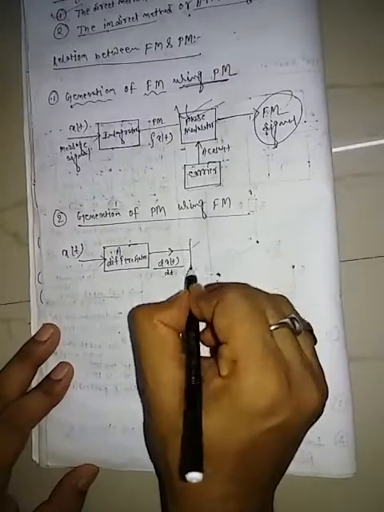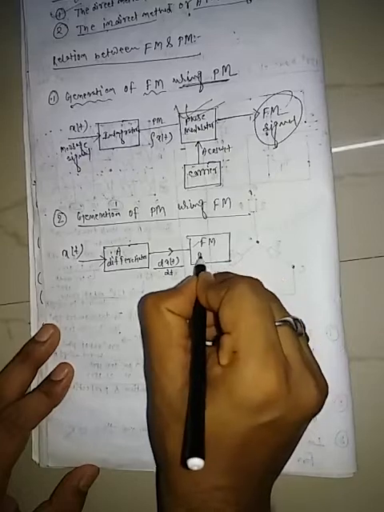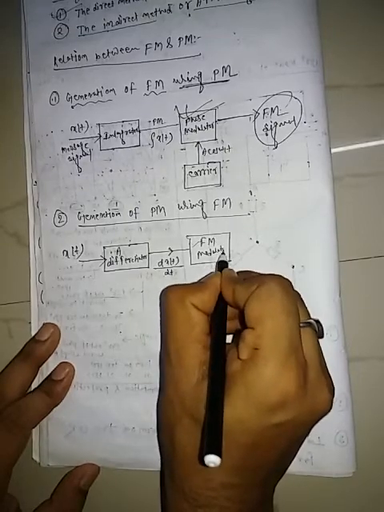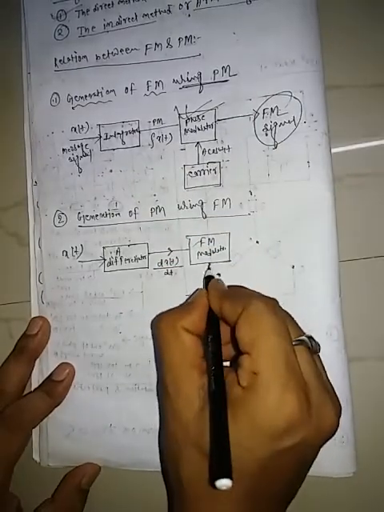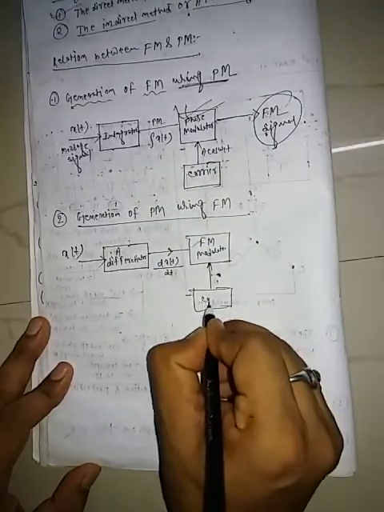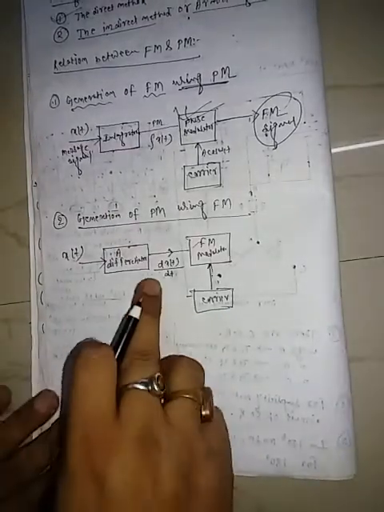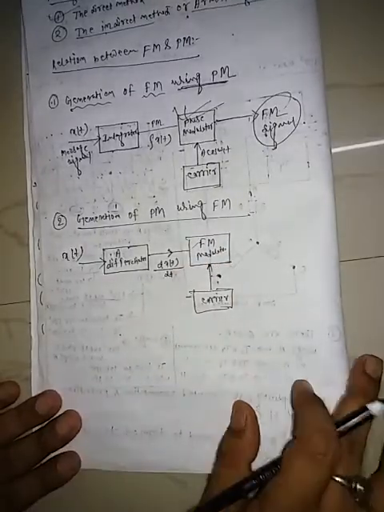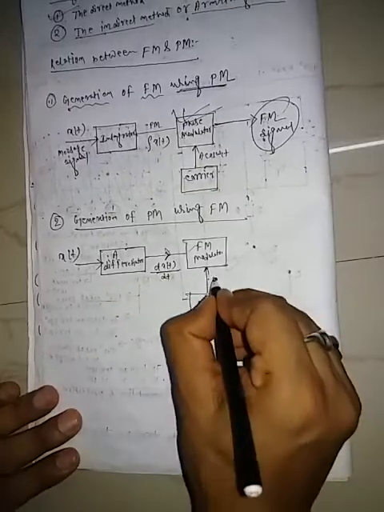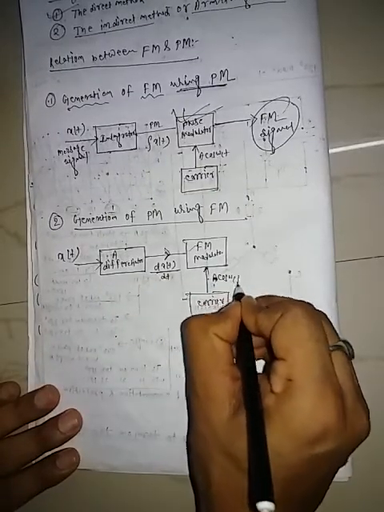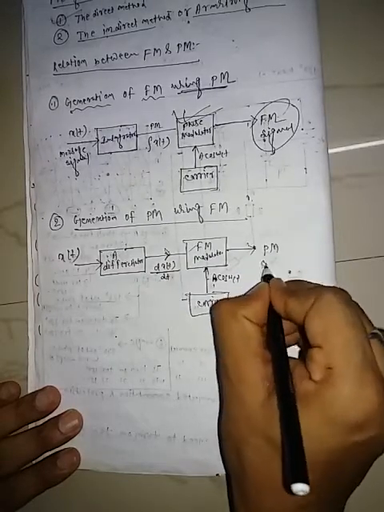Next it is the FM modulator. Earlier we used the phase modulator, here we use the FM modulator. This is the carrier signal, because to modulate we need two signals, the modulating signal and the carrier signal. The modulating signal is the derivative form, and the carrier is the same, A cos omega_c t. After the FM modulator, the output is the PM signal.